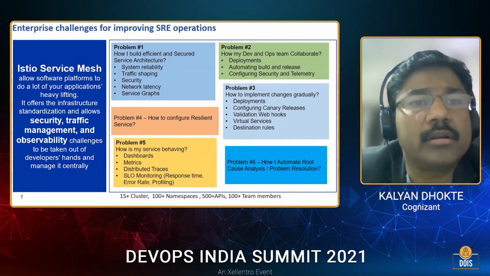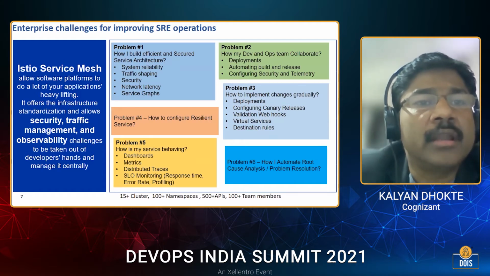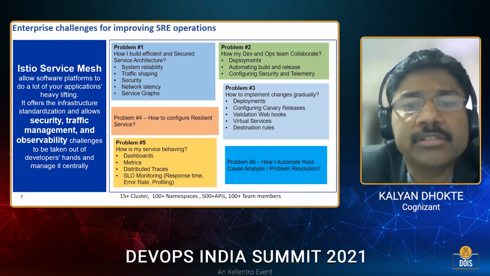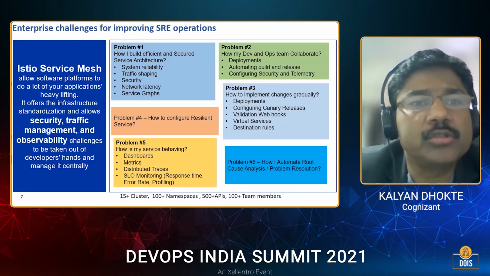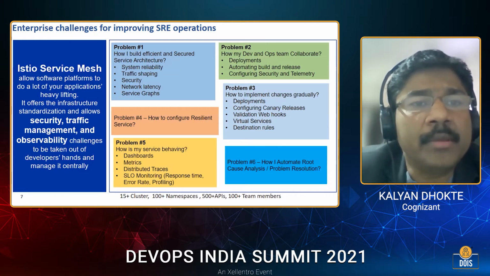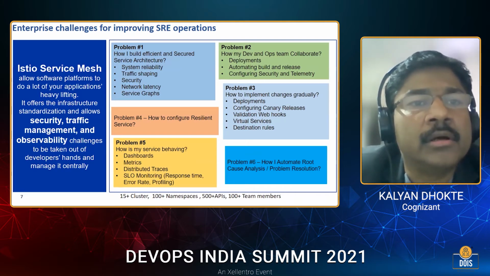Initially, problem number one is how to build efficient and secured service architectures. I need to understand what services I'm running and what the real-time view of those services is. Then I need to make sure that the system is reliable. I can do traffic shaping, basically canary releases or blue-green deployment. Then I should have the security configuration pushed to the different services instead of baking it into the code, and network latency and all those things can be avoided. So that is problem number one, how we attack that problem and provide the solution.